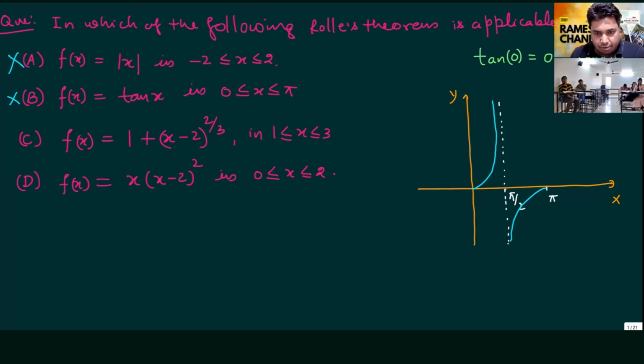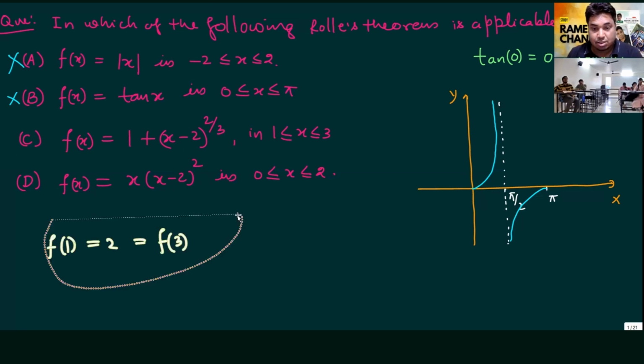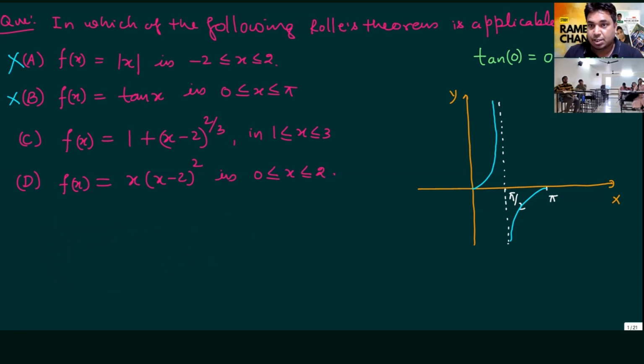What about f of 1 in the C part? f of 1 equal to 2, right? And what about f of 3? f of 3 is also 2, you can see. 2 minus 1 is 1, 1 to the power 2 by 3 is 1, so 1 plus 1 is 2. So this is also meeting the condition. What you need to check in this situation? You need to check whether the function is differentiable or not. You need to check only differentiability in this case.